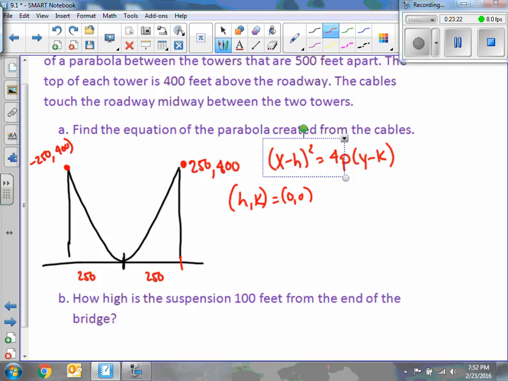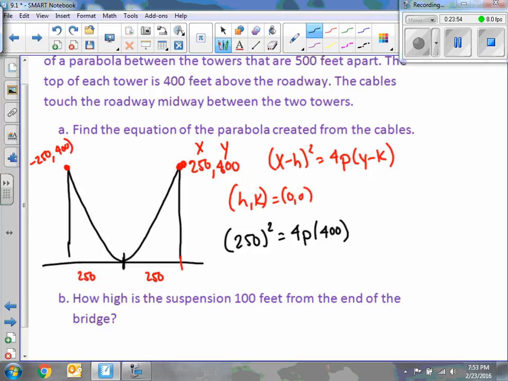So what do we know so far? Well, we know we have an x and a y that are on this. Let this be your x, y. So plugging in x squared, but x is actually 250. 250 squared equals 4p times y, y being 400.